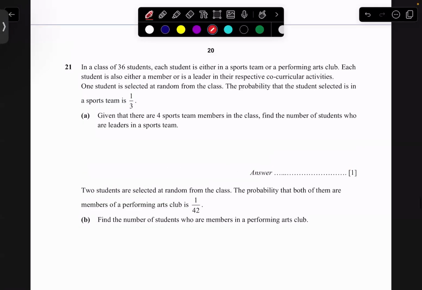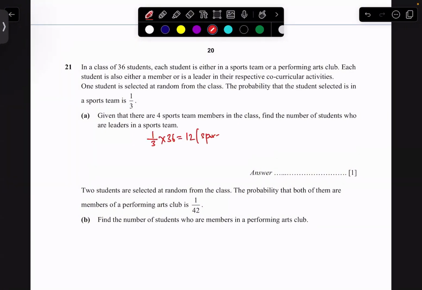In a class of 36 students, each student is either in a sports team or a performing arts club. Each student is also either a member or a leader of their respective CCA. One student is selected from the class; the probability that the student selected is from the sports team is 1/3. Given that there are 4 sports team members in the class, find the number of students who are leaders in the sports team. So 1/3 of 36 is supposed to be 12.